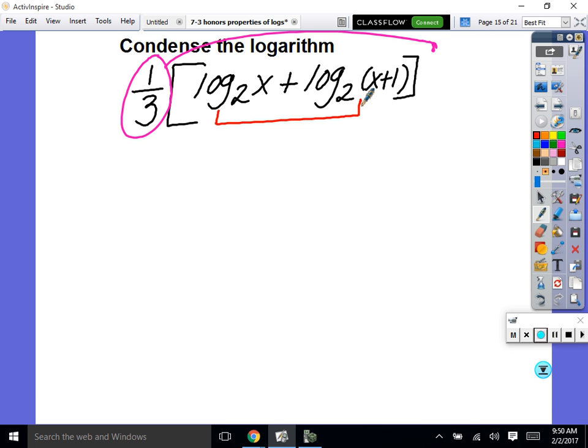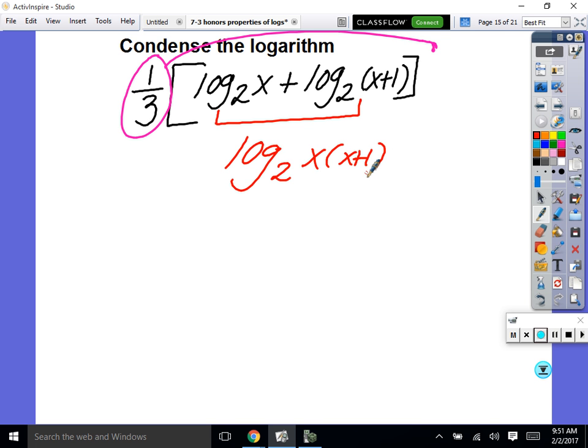Now understand, you cannot combine log base 2 and log base 3. That's not properties of exponents. Just like you can't combine 2 to the x times 3 to the x. You know what I mean, everybody? You can't put those together, so same with logs. Okay, here we go. So when you add, you multiply. So this is log base 2 of x times (x plus 1), right? Yeah.